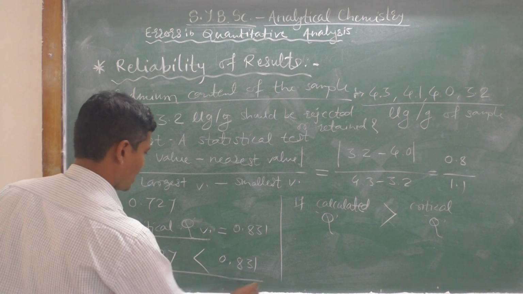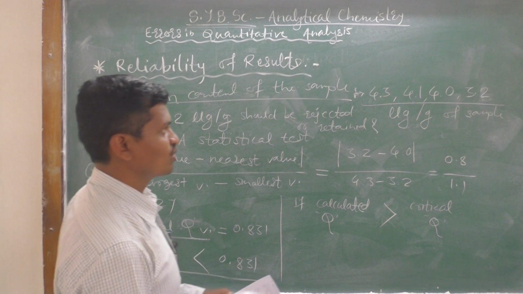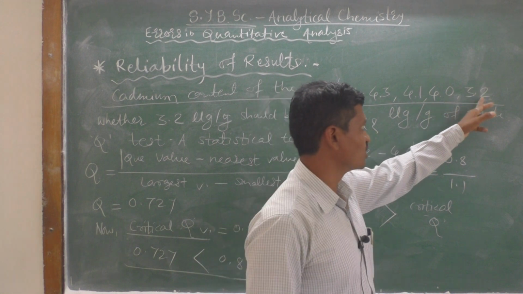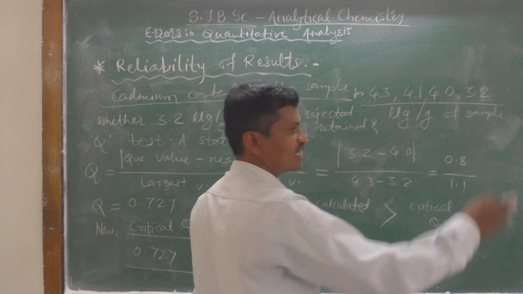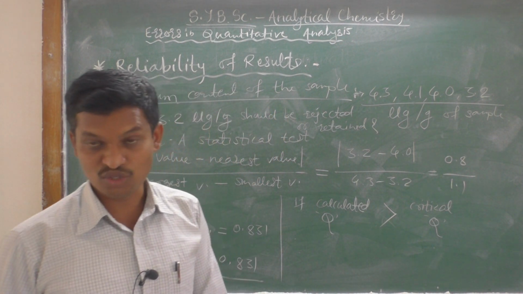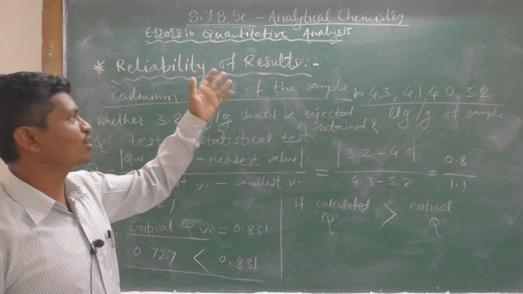So as it is less than the critical Q value, we should not reject the questionable value 3.2. It means we should retain this questionable value 3.2 in the sample. So all these 4 samples should be retained in your analysis, that is 4.3, 4.1, 4.0 and 3.2. So this is the concept of reliability of results.